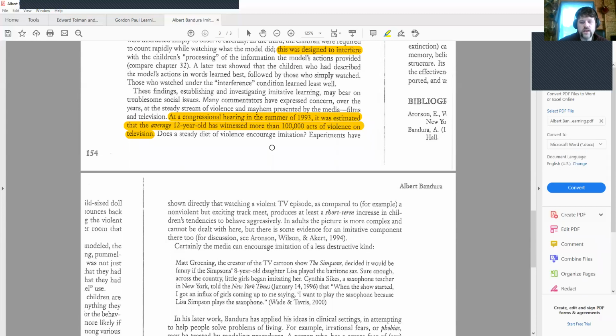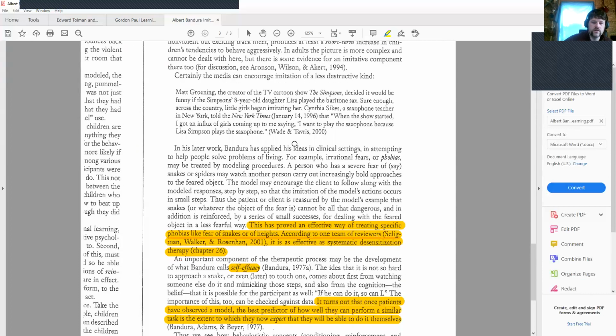Then this is just looking at violence and media. Way back in 1993, which doesn't seem that long ago to me, but I guess it was 27 years ago, so I guess that is kind of a long time ago, the average 12-year-old had witnessed 100,000 acts of violence on television. And it's going to be so much more now because movies are a lot more violent. Video games are a lot more violent. And so people in our culture are getting a steady diet of violence, which means we're very desensitized to it. And so it talks about that.